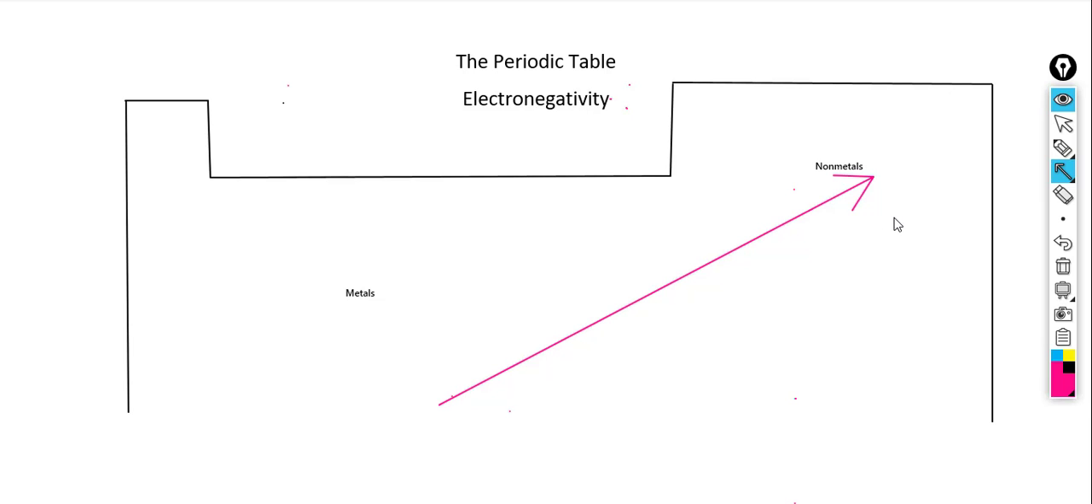There's one thing you have to know, though, that's an exception to that, and that's the fact that the noble gases, which is the very last column here in the periodic table, do not even have electronegativity values. So the element with the highest electronegativity is just to the left here of neon. It's the element fluorine. So fluorine has the highest electronegativity value of all the elements.